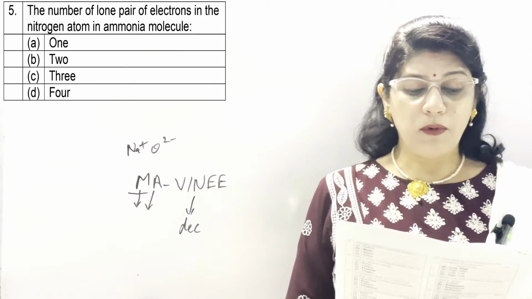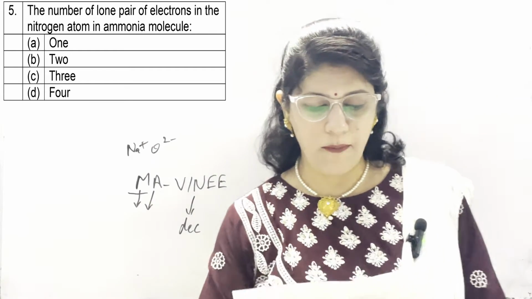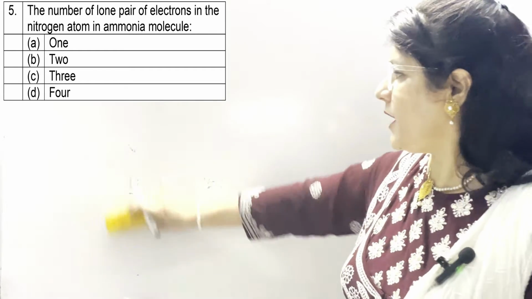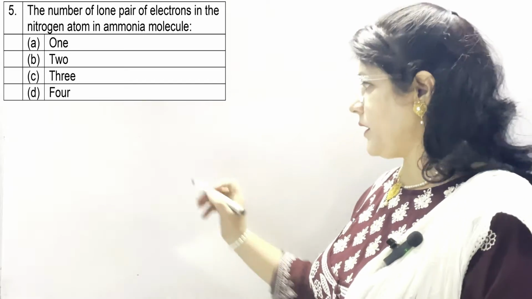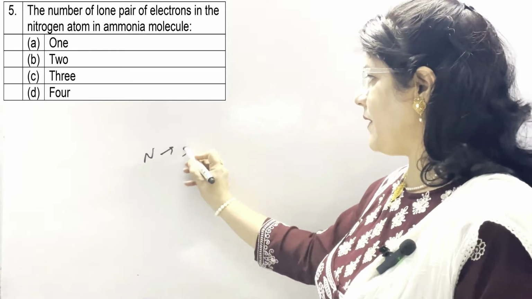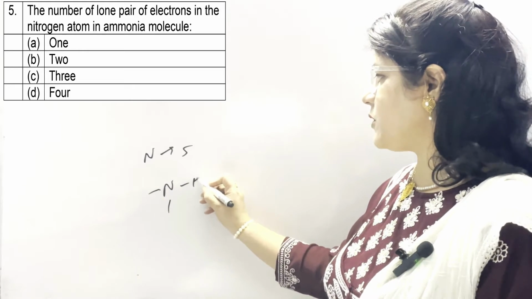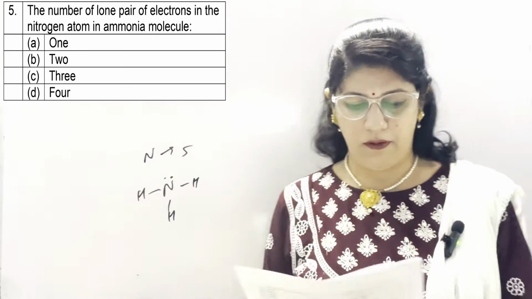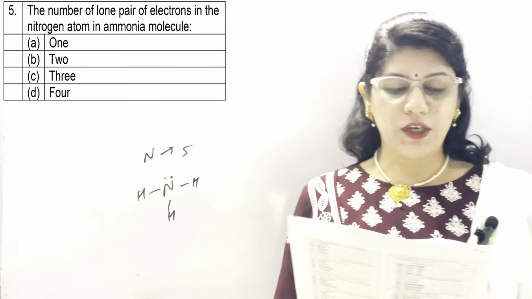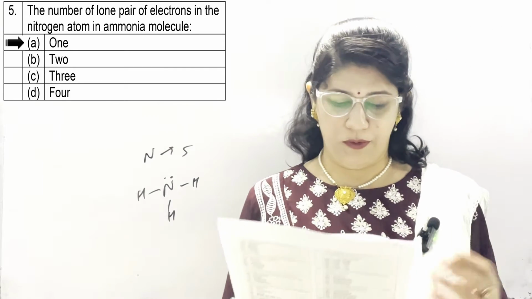MCQ 5 is: number of lone pairs of electrons on the nitrogen atom in an ammonia molecule. Ammonia molecule is made up of nitrogen and hydrogen. So nitrogen has 5 valence electrons. It means nitrogen shares 3 electrons with 3 hydrogen atoms and is left with 1 lone pair. So correct option is A, it means 1 lone pair. Other options are 2, 3 and 4.